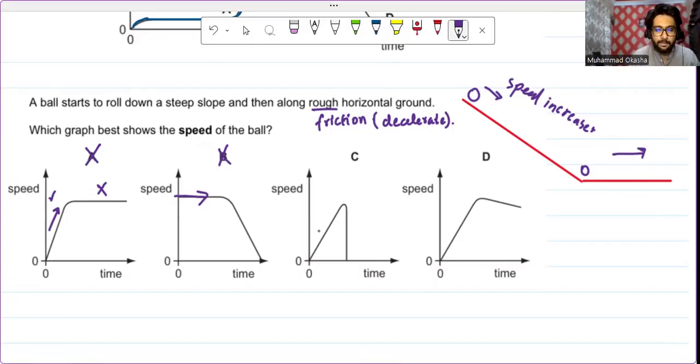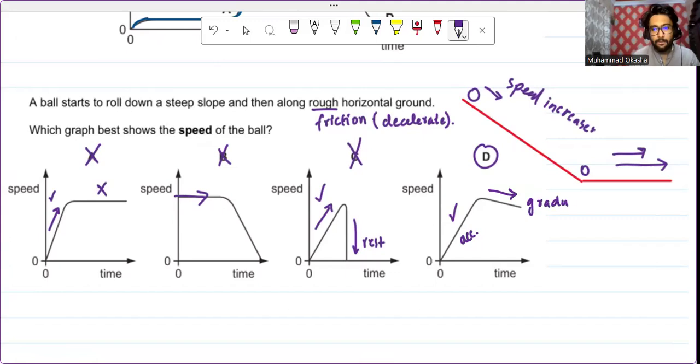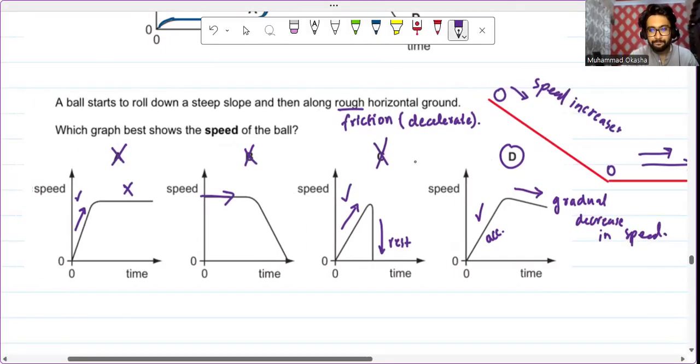The A graph says that there's an increase in speed, which is correct, but after that, it comes to rest. It doesn't come to rest right after. It travels along and goes on and on till the speed decreases. So D would be the correct option because it represents acceleration, and afterwards there shows a gradual decrease in speed. So D would be the correct option.